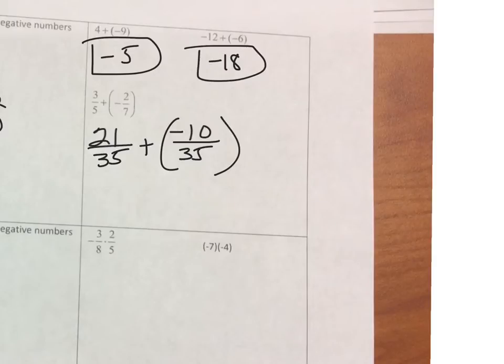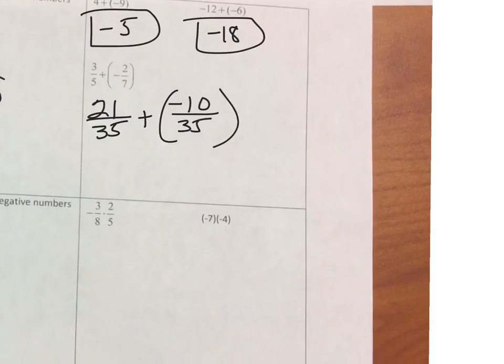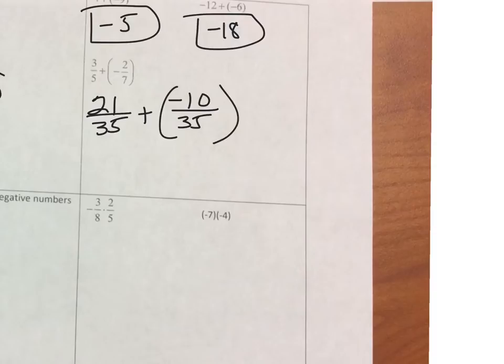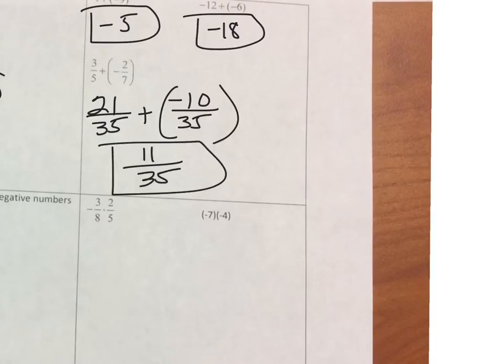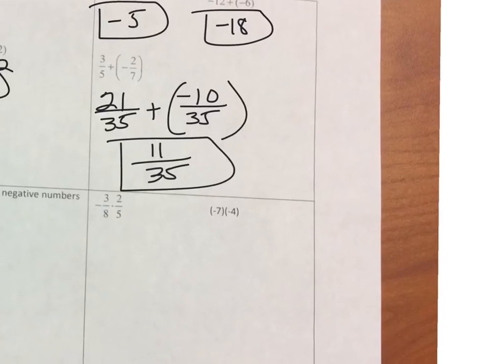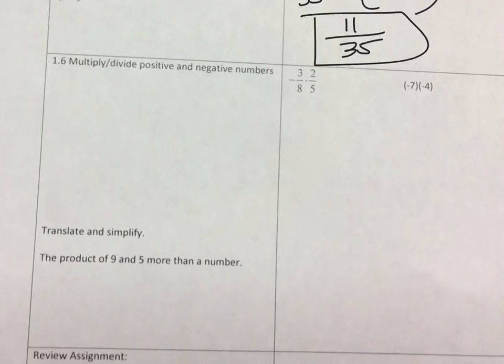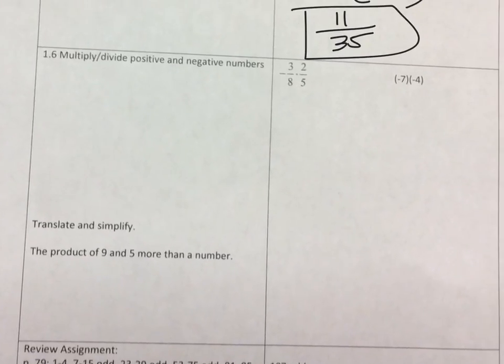What's the answer, class? 11/35. That's right. Signs are different, so 21 minus 10 is 11. 21 is bigger than 10, so I get positive 11/35ths. Did that seem easy or hard to you at this point? Did it seem easy or hard when you started the class? Easy then, easy now?